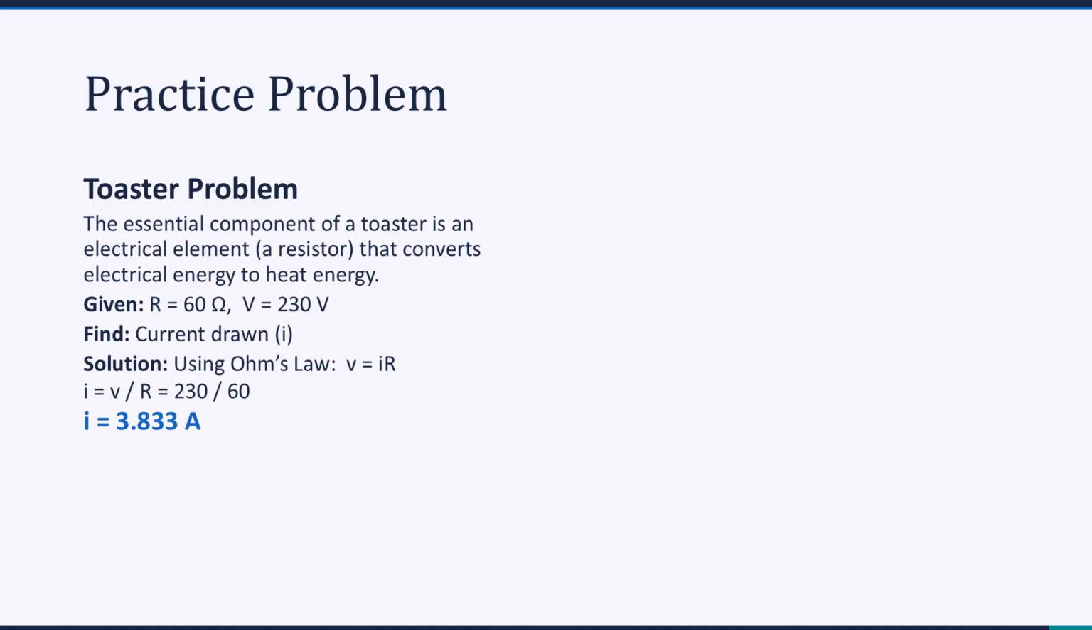Here is the problem. Given resistance R is equal to 60 ohms and supply voltage V is equal to 230 volts, which is the standard mains voltage here in India. Find the current drawn by the toaster. Let us solve this using Ohm's law. V is equal to I times R. Rearranging, I is equal to V divided by R. So I is equal to 230 divided by 60. That gives us I equals approximately 3.833 amperes. So your toaster draws close to 4 amperes of current from the mains.